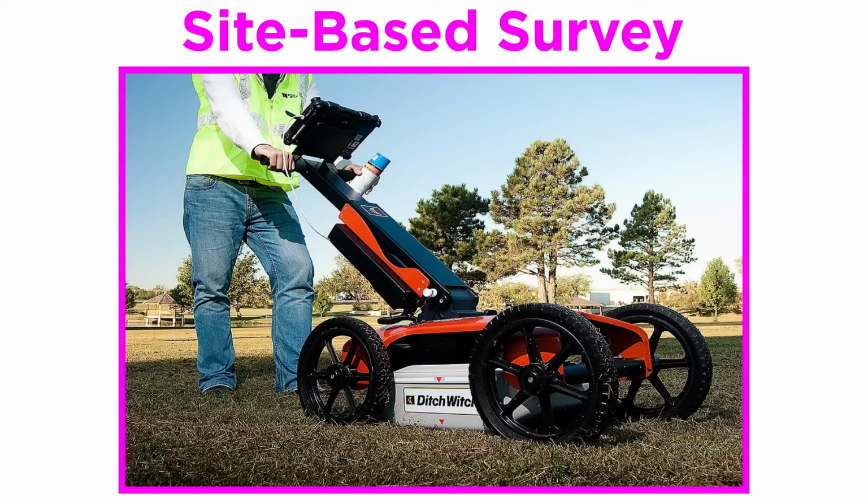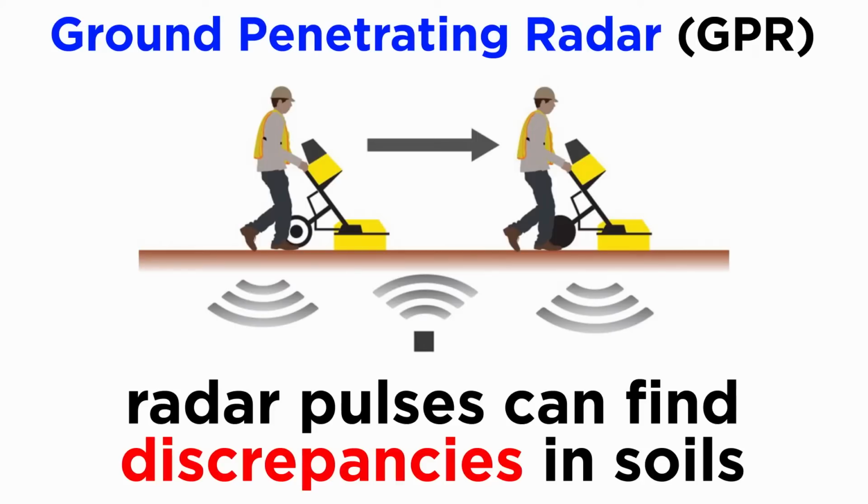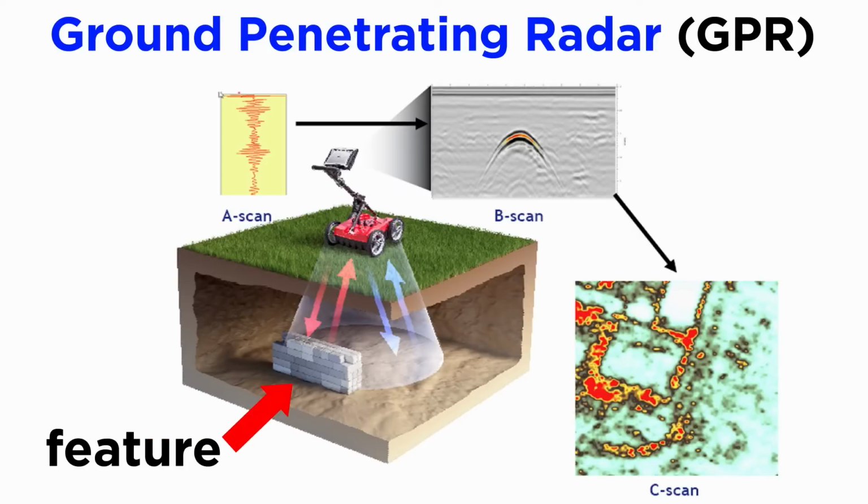Once an area of a likely site has been identified, we move to site-based survey techniques. These surveys give archaeologists clues as to where to excavate at a site by remotely detecting artifacts and features. One of the most popular methods is the use of a GPR, or ground-penetrating radar. Pushed along the ground, a GPR sends radar pulses to find discrepancies in soils. Since GPRs are used in areas already highlighted as a probable site, these discrepancies are often interpreted as features.